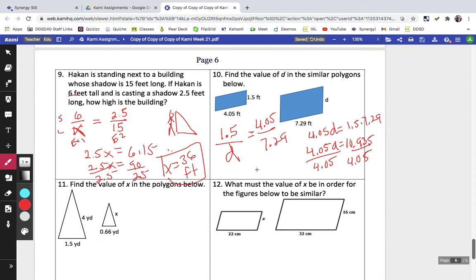So D is equal to 2.7. I always like to see if that makes sense. And it seems to be, 4 to 1.5 seems like 7 and a little bit more to 2.7. Okay, that works.